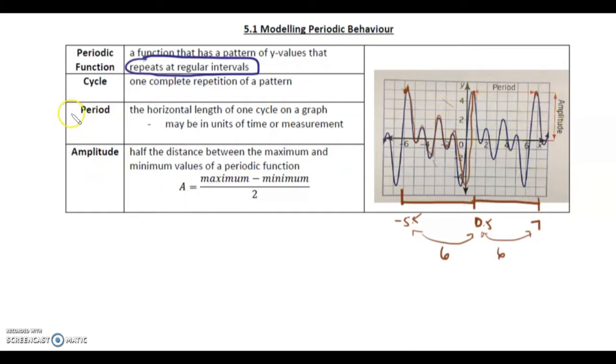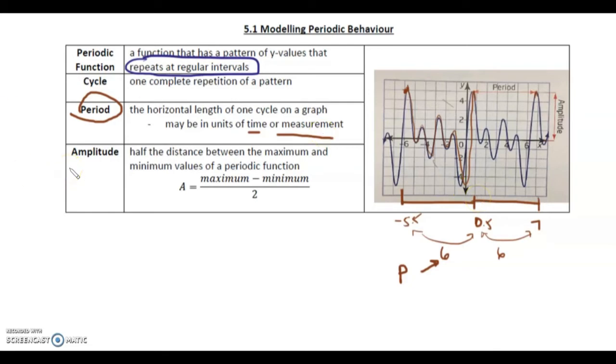Okay, what is the period? Well, it's the horizontal length of one cycle of the graph. Okay, sometimes this is in time or a measurement. In this case, the period would be 6, right? It takes maybe 6 seconds to go through one cycle.